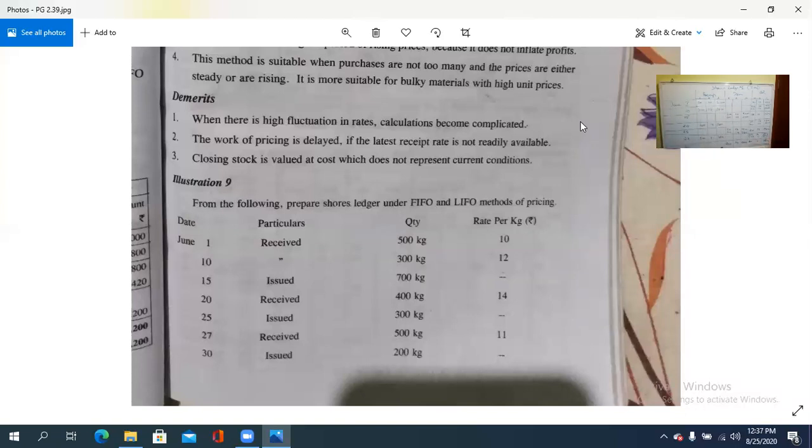So at last, you need to write it this way: closing stock at June 30 is 500 units at the rate of rupees 11, equal to rupees 5,500. This is the final answer. I think you are very clear with the FIFO method now. Only this is to be done: receipt is to be added to the available balance, and whatever the issue is, that is to be deducted.